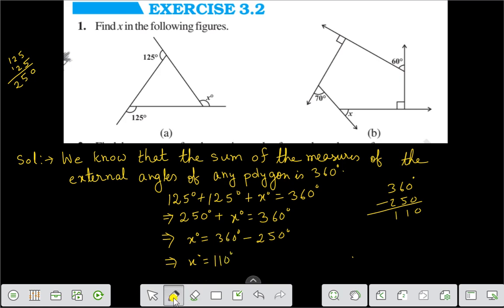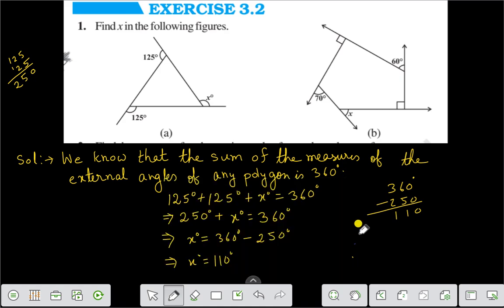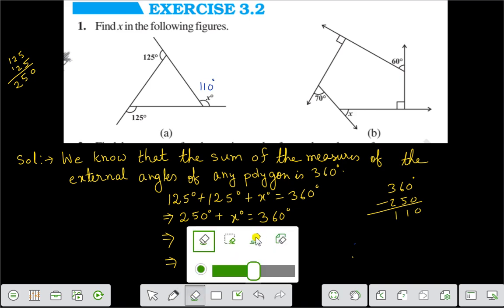Therefore, you can say that the value of x here is 110 degree, right? Because we know that the sum of the measures of the external angles of any polygon is 360 degree. We will solve question number B. Let us solve question number B.